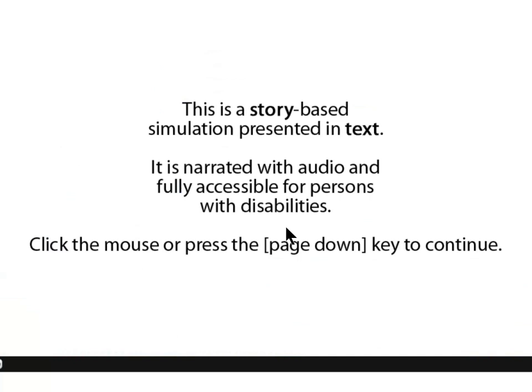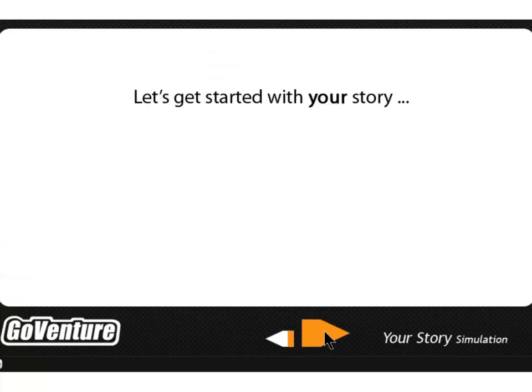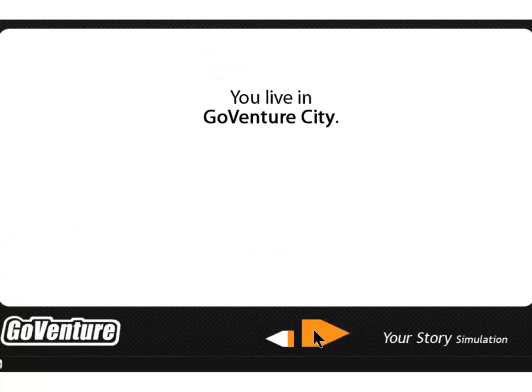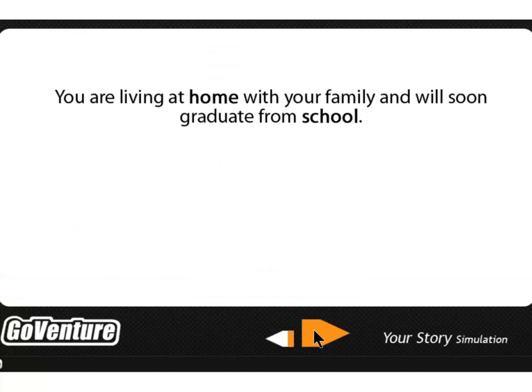And this is, again, really simple. It's based on a story of your life or your fictional life, and it walks you through things that might happen in your life. So this story is about you. You live in GoVenture City. Your goal is to live your life and achieve your dreams. And you start off living at home with your family and will soon graduate from school.